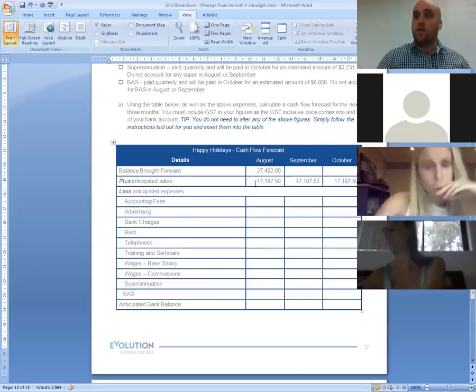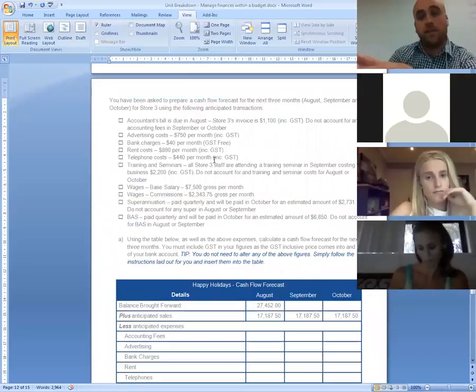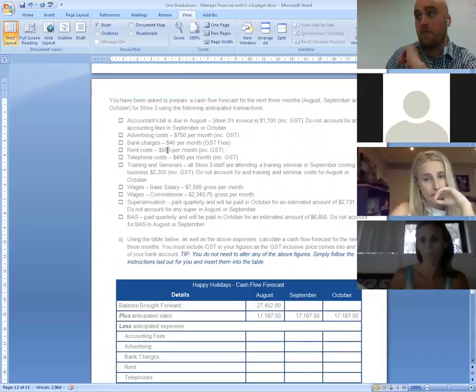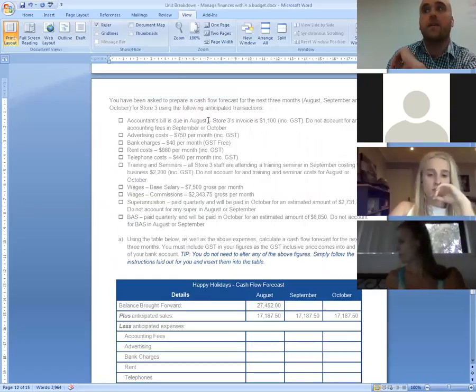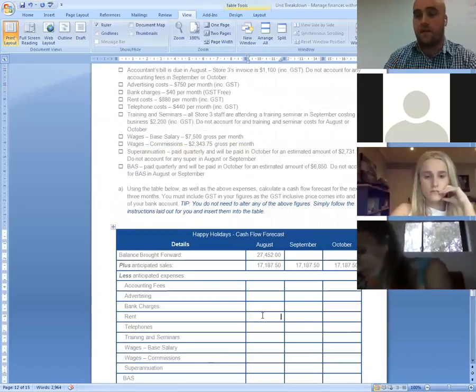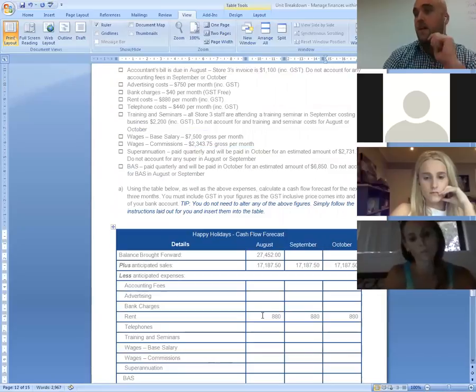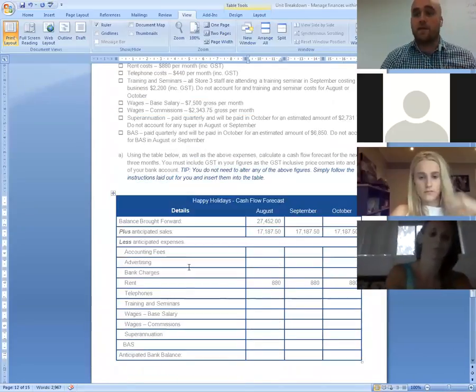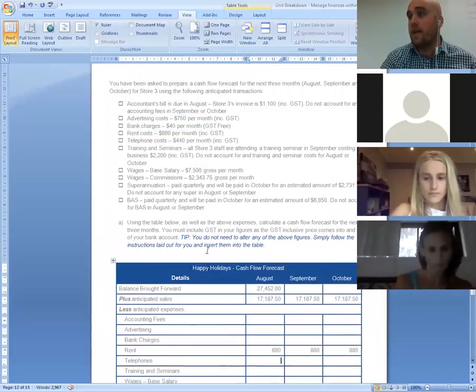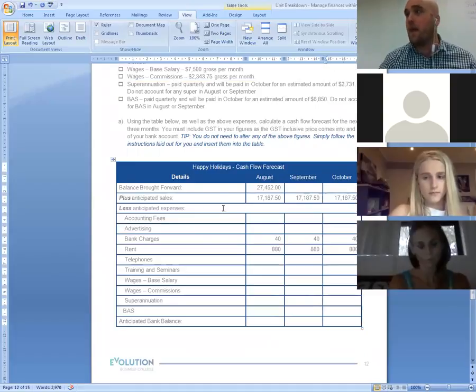So the way you would do this one, I'll just throw in a couple of figures. All the information you need is here. So rent costs are $880 each month, bank charges are $40 each month, et cetera, et cetera. So you'd go through and go, okay, rent, $880 each month. You go, 880, 880, 880. So you put that in each month, similar with, let's say, bank charges at $40 a month. So 40, 40, 40. You'll just be filling this table in.